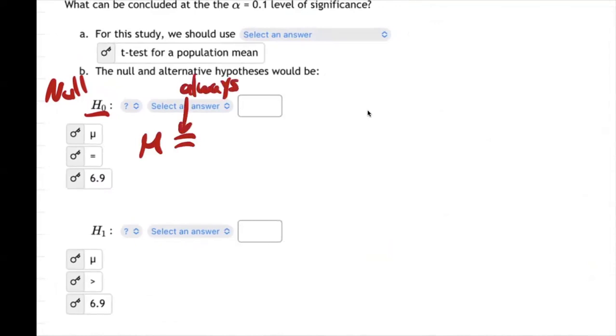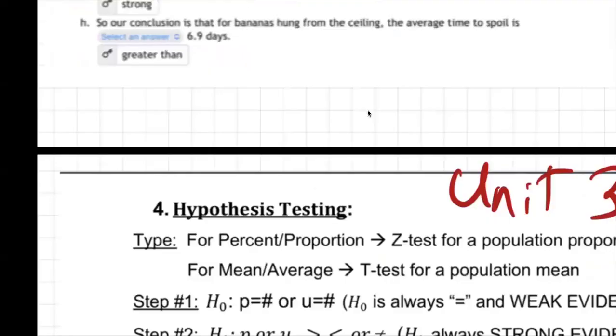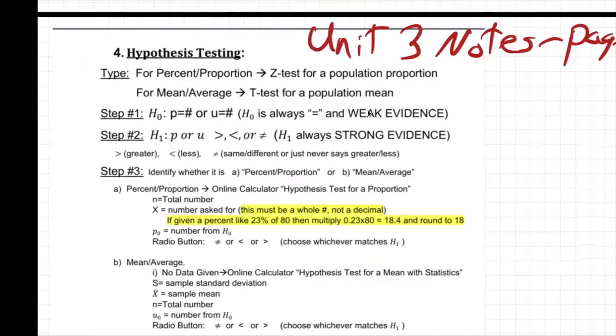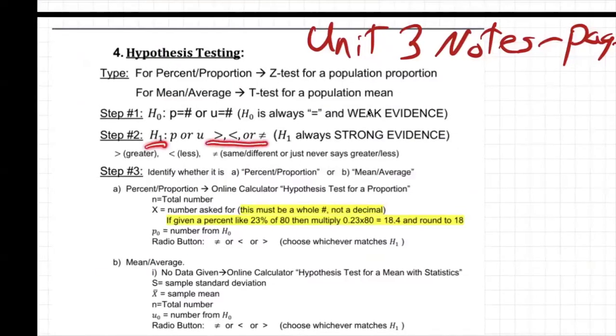Okay. And then the other one, H1, is going to also be mu. Now it's greater, less, or not equal. See how it says that in the notes? So H1 is greater, less, or not equal. And it's mu, not p, because it's not a percentage question. It's an average question. So H0 is always equal, and H1 is greater, less, or not equal. Which one? Well, if it says greater, it's greater. If it says less, it's less. And if it doesn't say that, it's not equal.